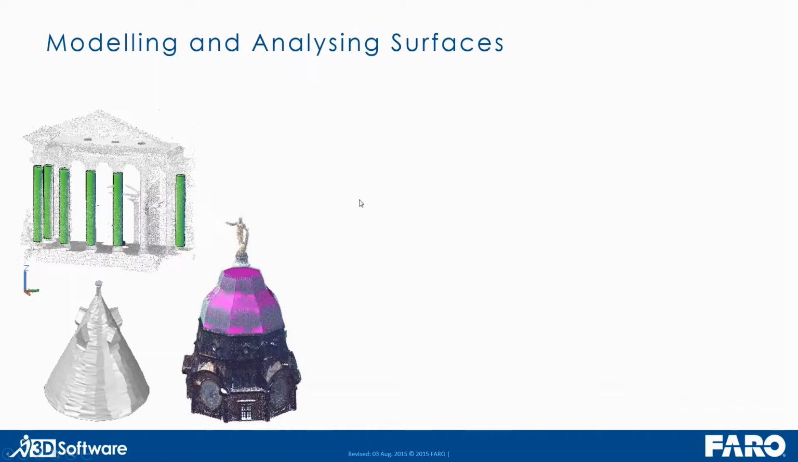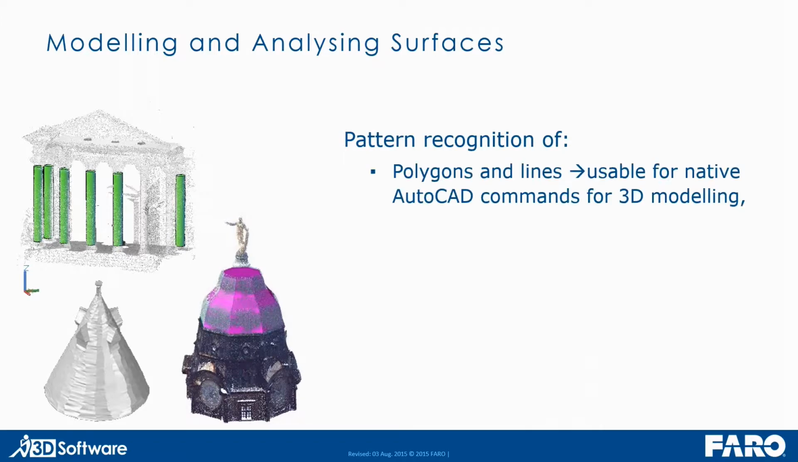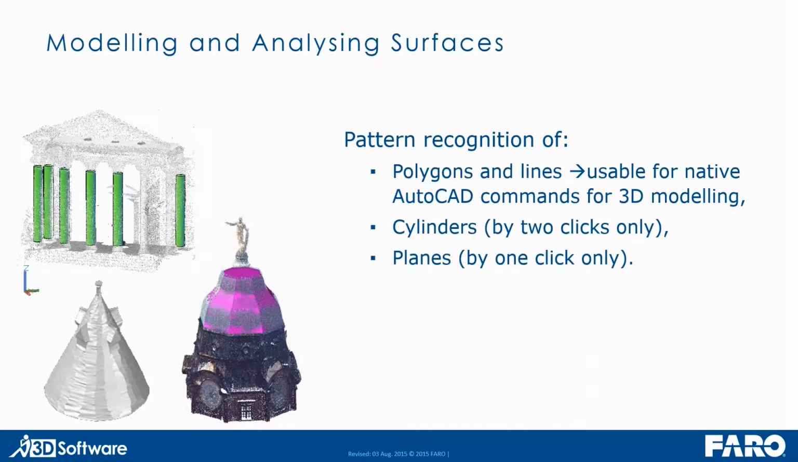Then we have plenty of tools for modeling and analyzing surfaces. So we have pattern recognition of polygons and lines, which you can then use in combination with native AutoCAD tools for 3D modeling. We also have pattern recognition for cylinders. You can fit a cylinder by only 2 clicks. And we have pattern recognition for planar faces in point clouds, where you can fit a plane by just 1 click in the point cloud.